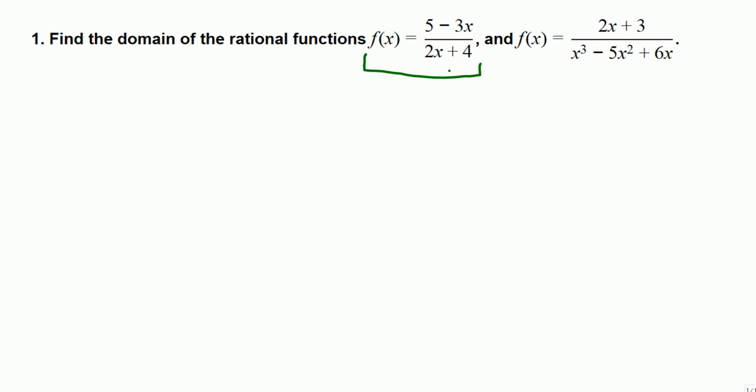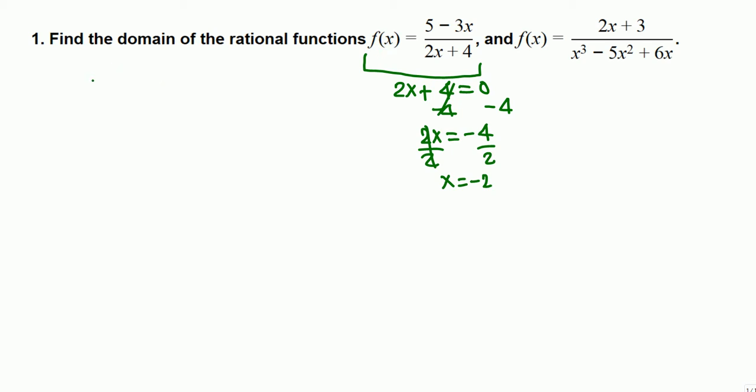This function is defined as long as we don't have 0 on the bottom, because something divided by 0 is undefined, so the bottom should not be 0. So let's find where the bottom becomes 0. 2x + 4 = 0 when, let's solve for x, subtract 4 from both sides, so we get 2x = -4. Now divide by 2, so x = -2. So x = -2 makes the bottom 0.